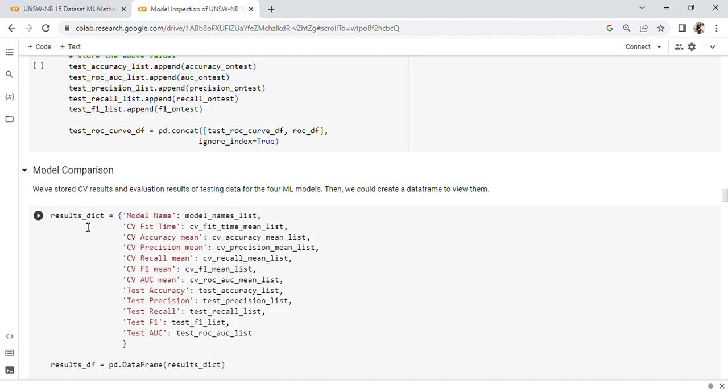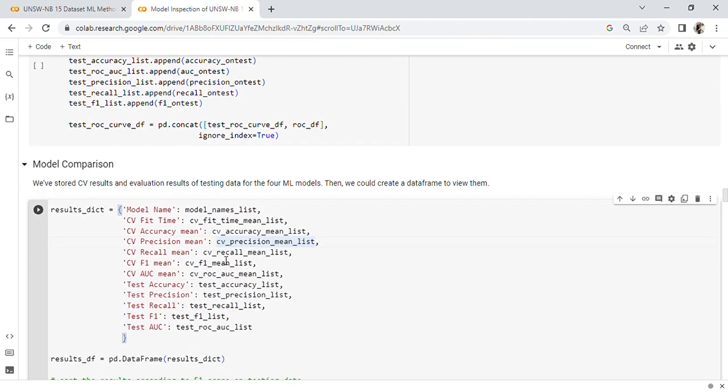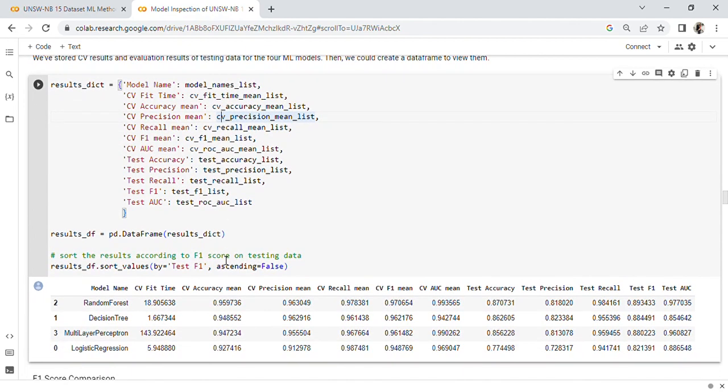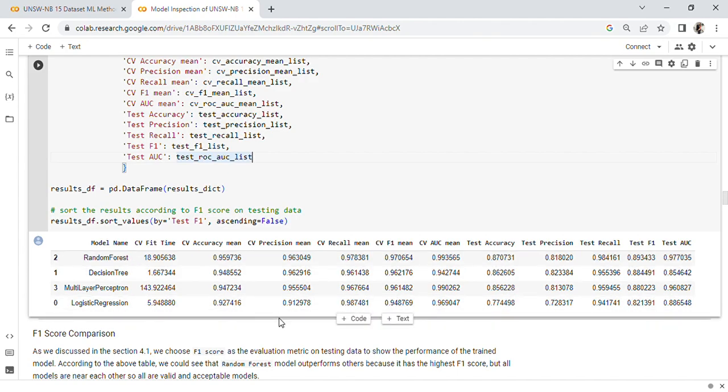and here is the model comparison. In the model comparison, we are going to compare all the above four models, and here are the values on which basis the model is compared. So whichever model gives the right fit for the dataset, we can choose that model. Here are the results of the dataset being trained on the above four models. You can see here random forest, decision tree, multi-layer perceptron, and logistic regression.